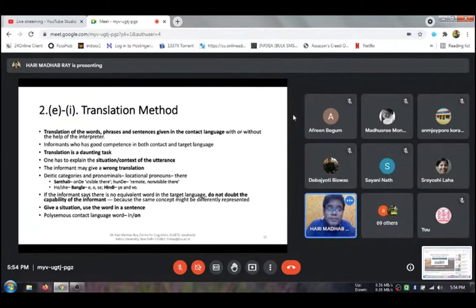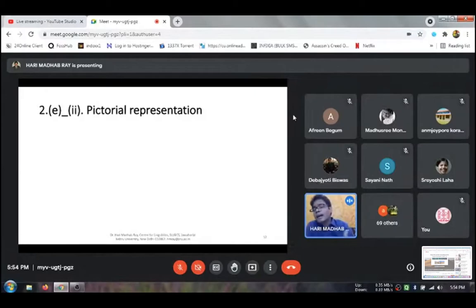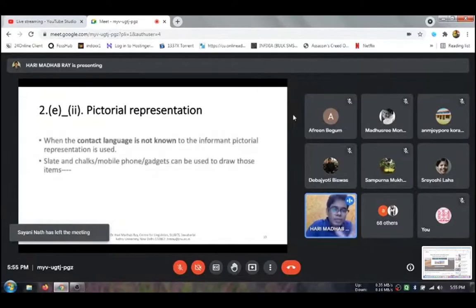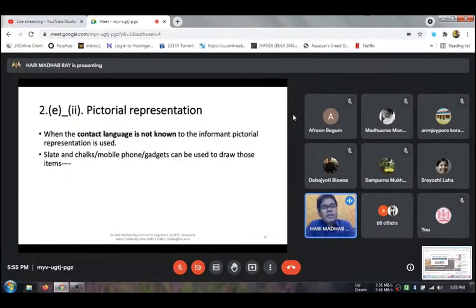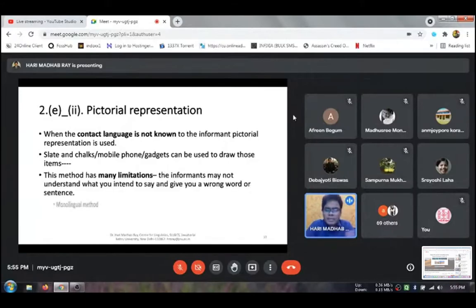Another thing, especially in data elicitation and data collection, we also use pictorial representation. At times we use pictures. When the contact language is not known to the informant, pictorial representation is used, as I told you. Slate and chalk, mobile phones, and gadgets can be used to draw those items, whether it's a cat or a dog or some other items. A picture can be drawn, but you cannot draw a picture of abstract things, you see, and for that you need to collect it from the sentence. This method has many limitations.